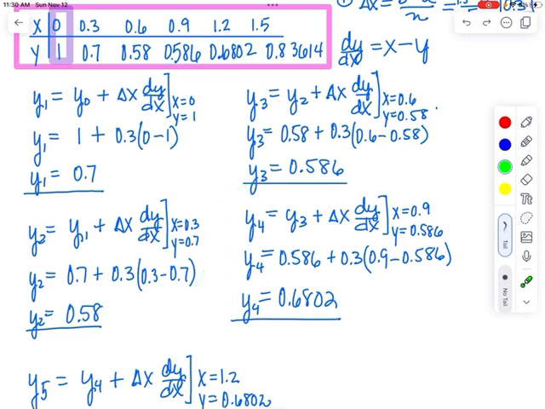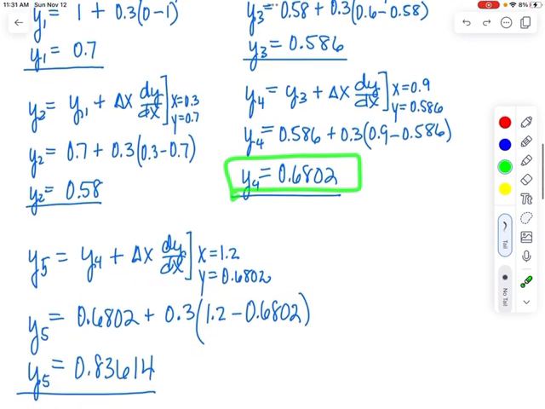Then we have y sub 4 is equal to y sub 3 plus delta x, which is 0.3, times dy dx, which is 0.9 minus 0.58. And it turns out we get 0.6802. So we start off at 0.7, but it then goes to 0.58, 0.586, 0.68. You wouldn't expect it to go down and then back up again, but that's really what's happening with this. It is 0.6802, and here we have that value.